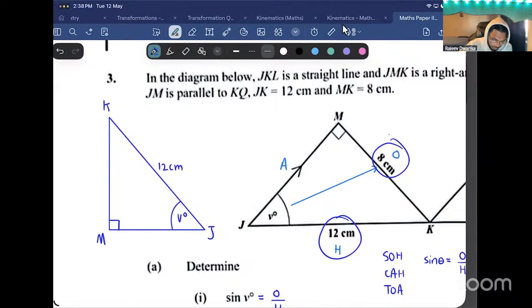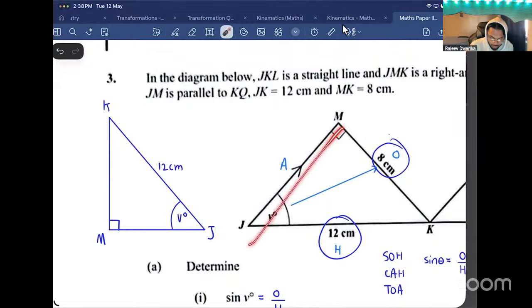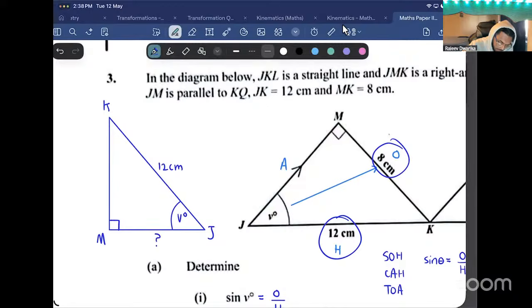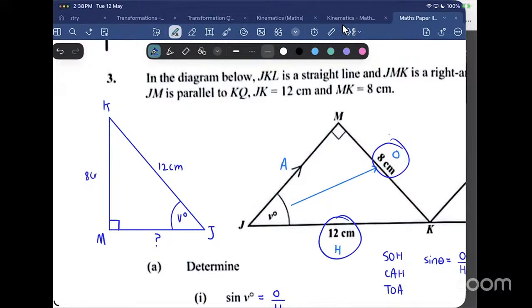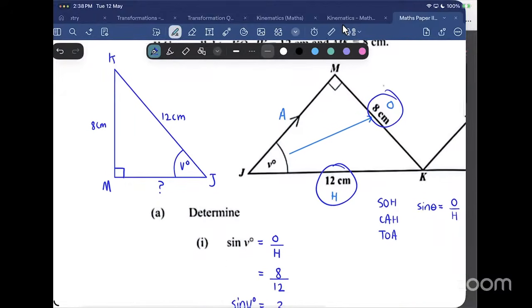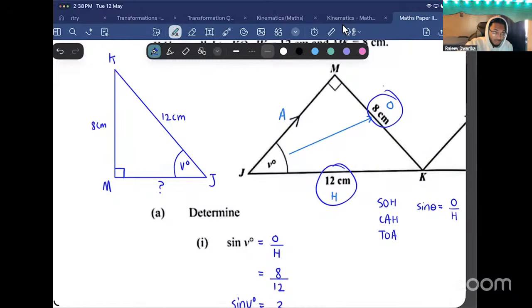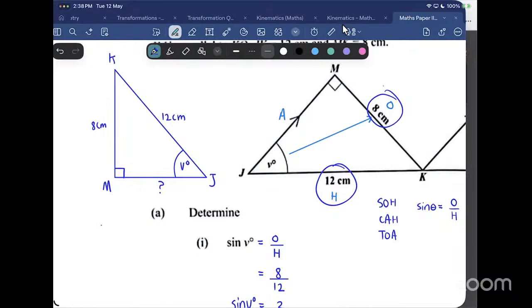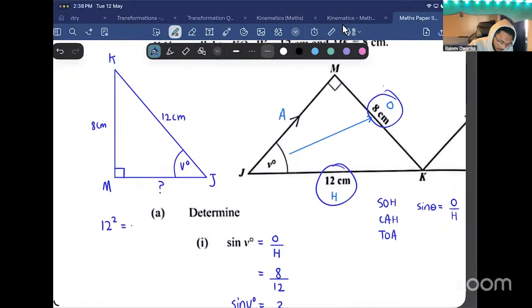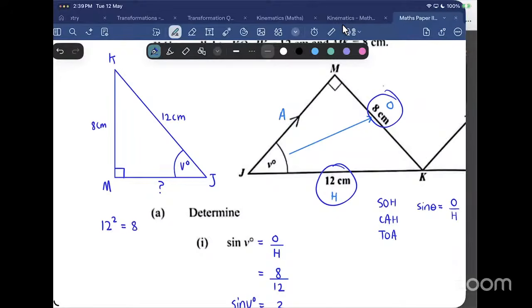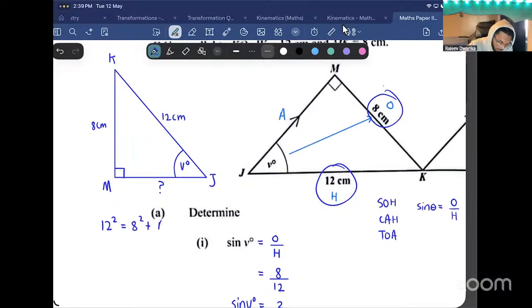What's the length for MJ? We don't know what that is. What is the length for MK? 8 centimeters. Right. So remember, Pythagoras theorem is the hypotenuse squared is equal to the other side squared plus the other side squared. What is the hypotenuse in this question? 12. So we'll say 12 squared is equal to what? 8 squared plus, well, you can call it MJ squared.